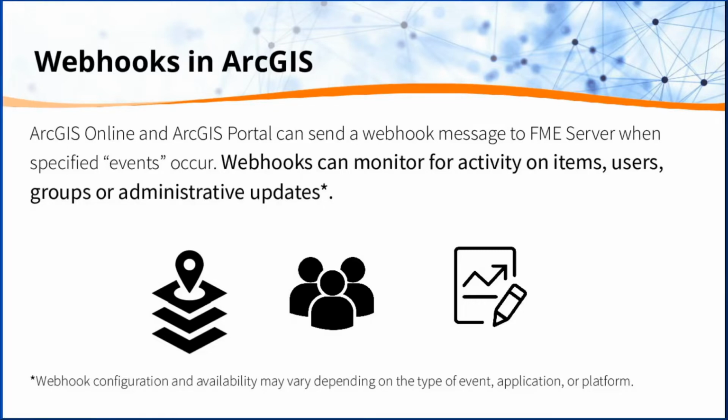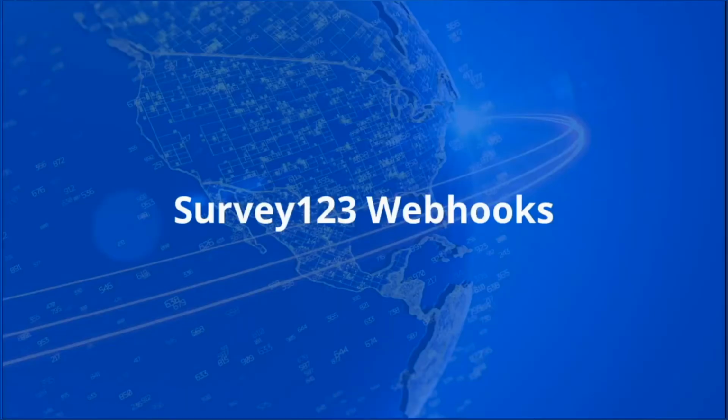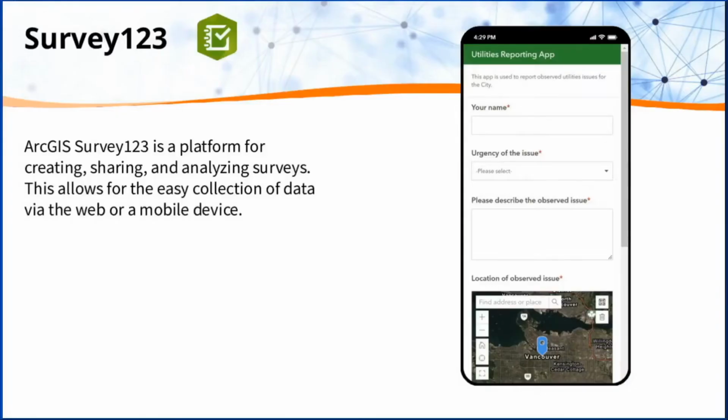So let's jump into our first webhook demo, and we can look at a Survey123 webhook with Dan. Thanks, Sinai. Yeah, so for our first demonstration here, we're going to be looking at how we can use Survey123 webhooks and how we can really enhance them with FME Server. So if you're not familiar, Survey123 is an ArcGIS platform that allows users to submit surveys either from their mobile device or their web device. And this could range from surveys sourcing data from the public, or it could be used internally within your organization.